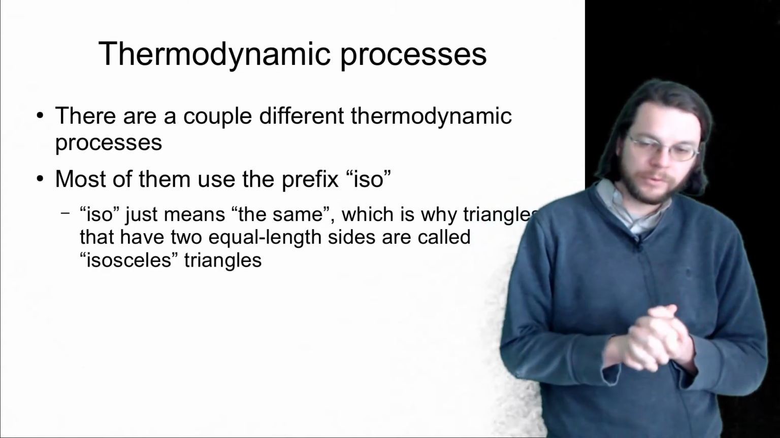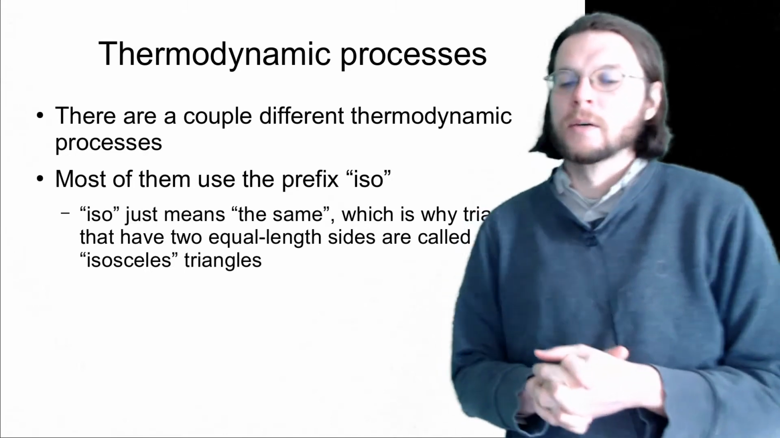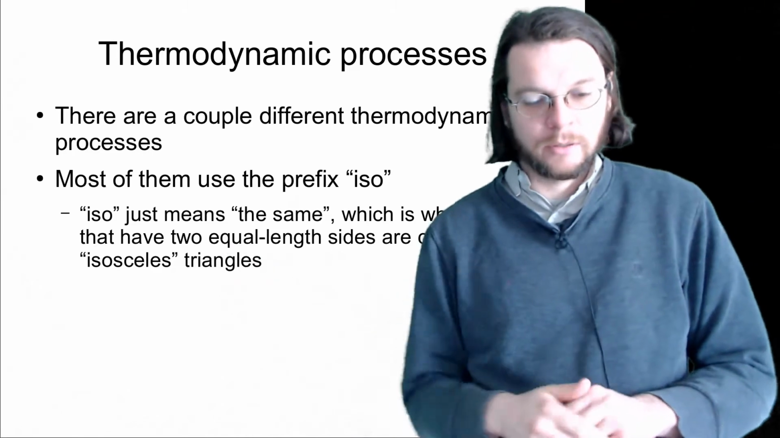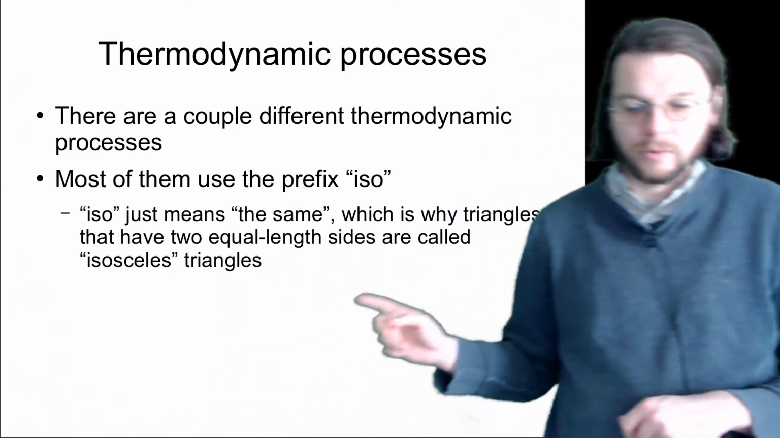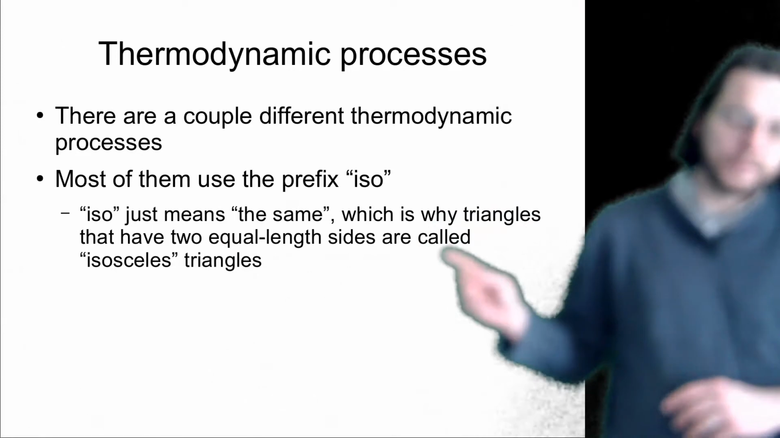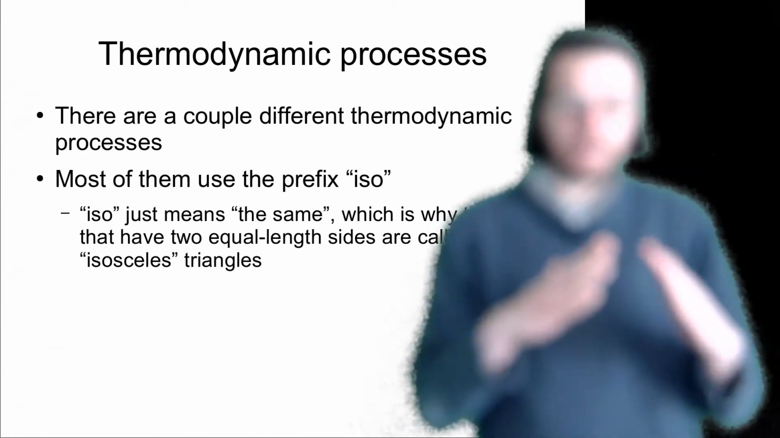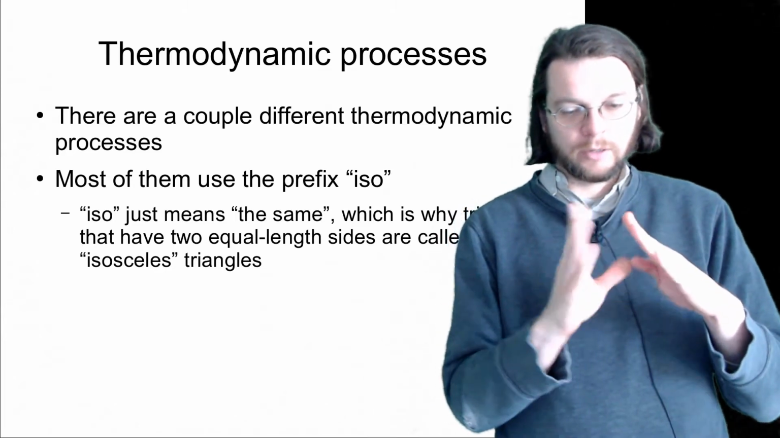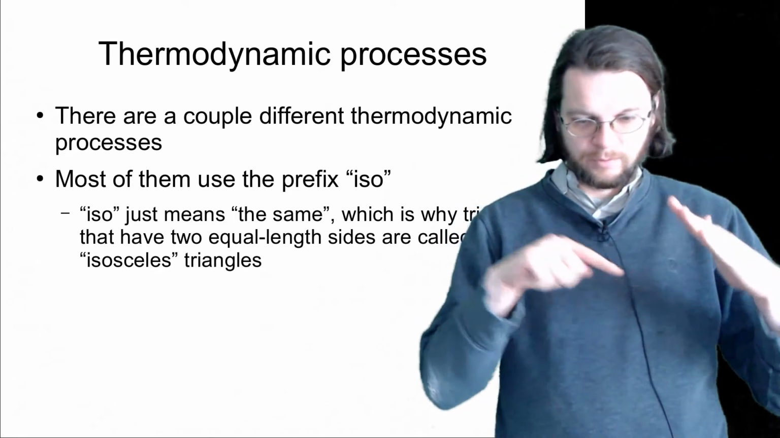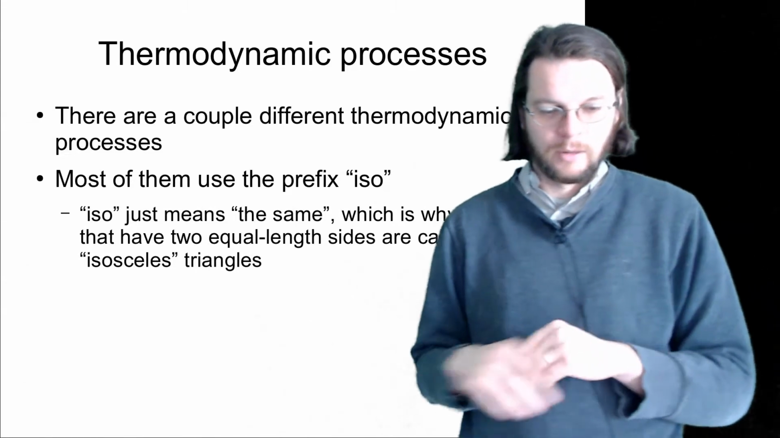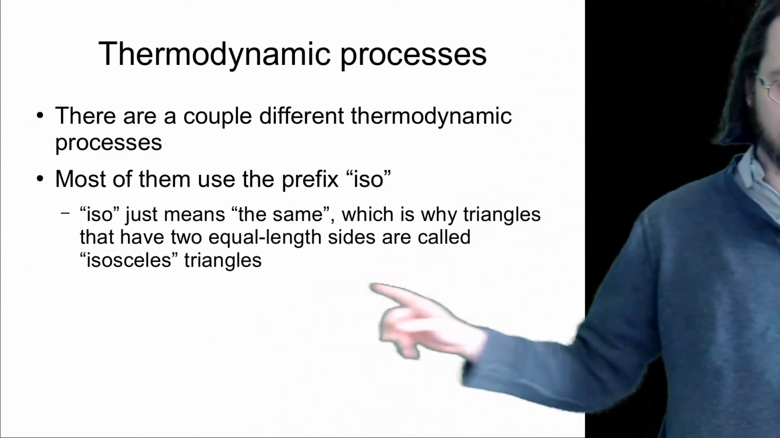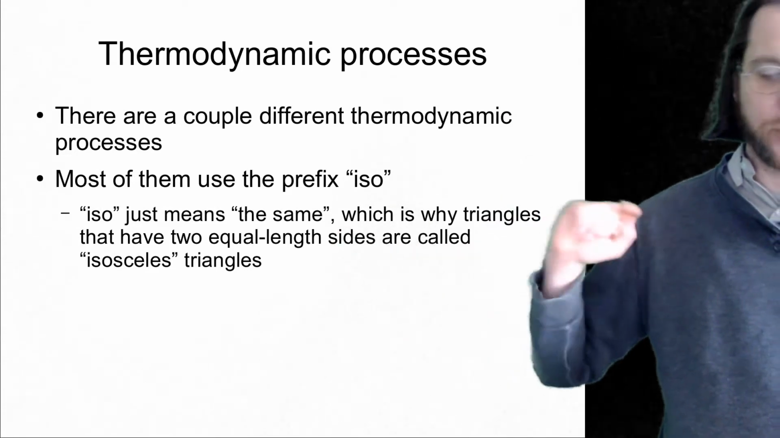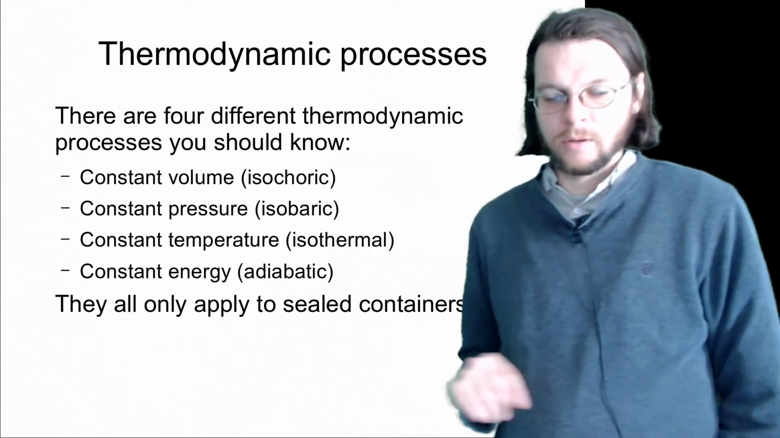Now there's a couple of thermodynamic processes that I'm going to talk about in the next slide, and a lot of them have the phrase iso in it. Iso means the same. So for example, a triangle that has two equal length sides is called an isosceles triangle, which comes from iso, which means the same. So these are the thermodynamic processes.